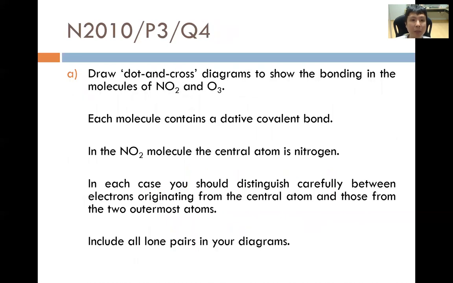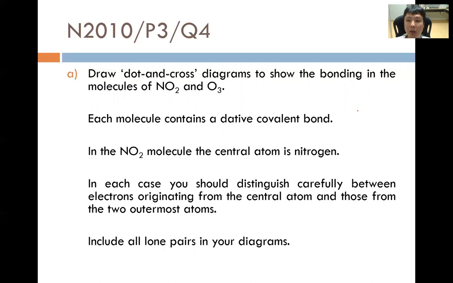November 2010, paper 3, question 4. Draw dot and cross diagrams to show the bonding in the molecules of NO2 and O3. They also tell you that each molecule contains a dative covalent bond, and in the NO2 molecule, the central atom is nitrogen. In each case, you should distinguish carefully between electrons originating from the central atom and those from the 2 outermost atoms, and include all lone pairs in your diagrams.